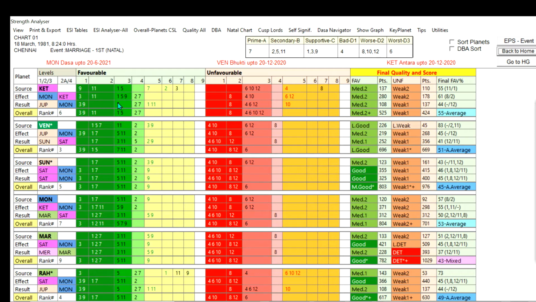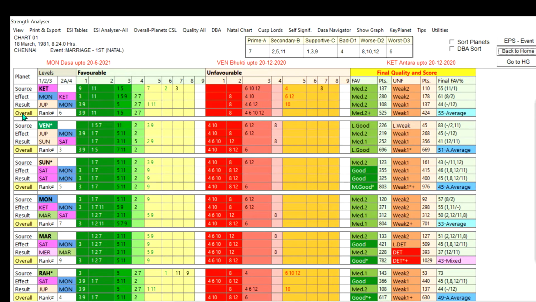But the disadvantage of this is what? We may not know whether this is directly indicated by the star lord or directly indicated by the sublord. If it is directly indicated, that impact will be more. If it is indicated by the star lord of the star lord, or star lord of the sublord, or through the ruler link, that impact will be comparatively lesser. That may not be signified by this table, but the consolidated combined effect and result will be shown here, so that we will not miss anything.